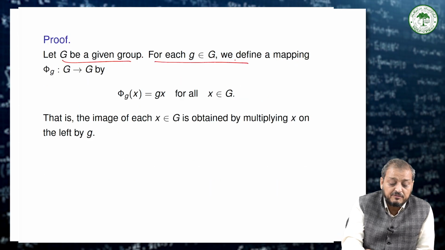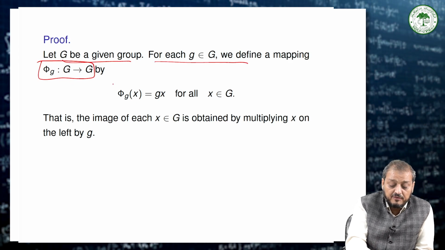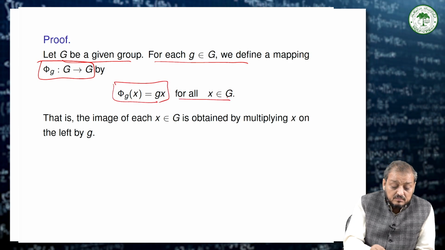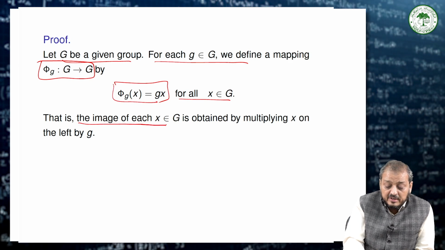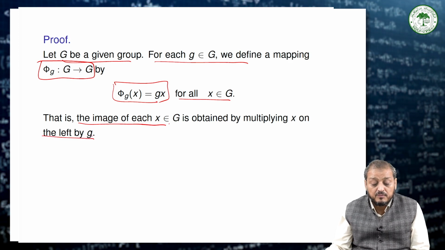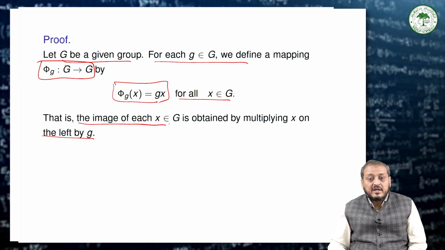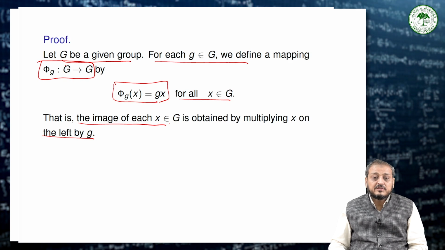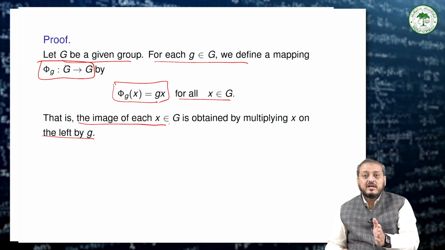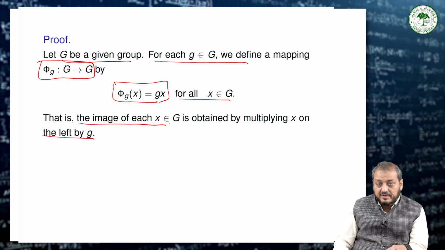For a belonging to G, we define a mapping phi_a from G to G by phi_a(x) = ax for all x in G. That is, the image of each x in G is obtained by multiplying x on the left by a. So this is the mapping we are taking in this form. Phi_a maps G to G, and the image of each x in G is obtained by multiplying x on the left by a.